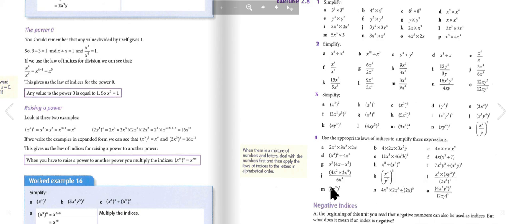(x squared) to the power of 0. 4x squared times 2x cubed divided by 2x to the power of 0. (4x squared y cubed) squared divided by 2xy cubed.